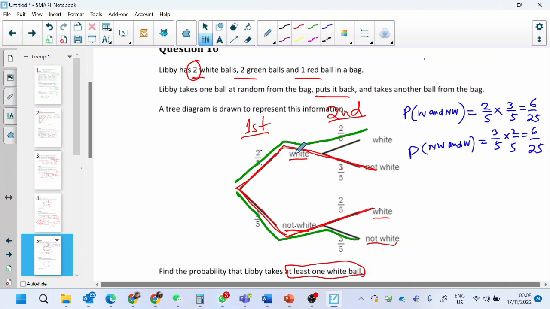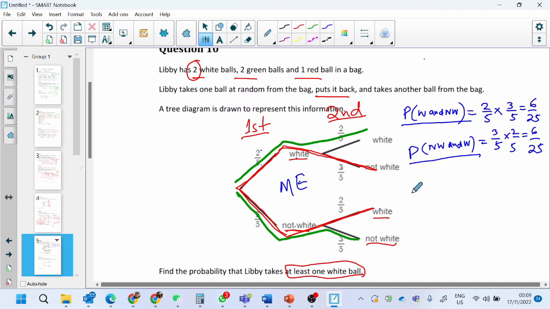Now, these two branches are mutually exclusive, right? They cannot happen at the same time. If it's a white, it cannot be not white, or if it's not white, it cannot be white. So they are mutually exclusive. So when the two events are mutually exclusive, then you have to add them together. So these two probabilities, because it says at least one ball, so at least one ball is here and at least one ball is here. So these two events are mutually exclusive here.